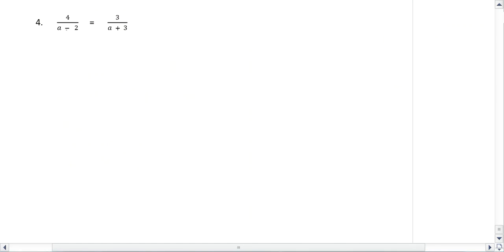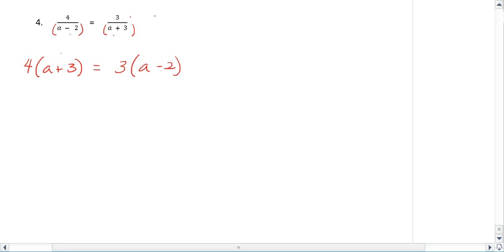In this last example, we do have one fraction equal to another, so we can use the cross product strategy again. And I don't know if you realize this, but the cross products give you the same thing we would have gotten had we multiplied both sides by the common denominator, because the common denominator would be both of these binomials, and then the a minus 2's would cancel over here, so you would just get 4 times (a plus 3). And if you multiplied this by the common denominator of (a minus 2)(a plus 3), the a plus 3's would cancel, and we'd be left with 3 times (a minus 2), which is the cross product.